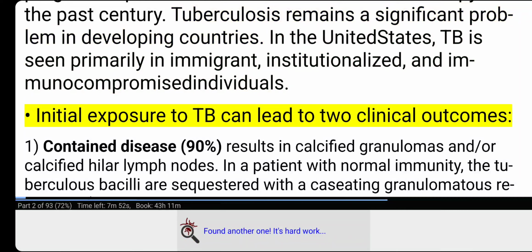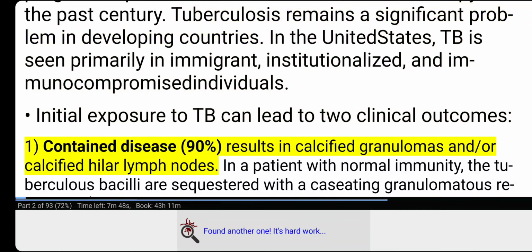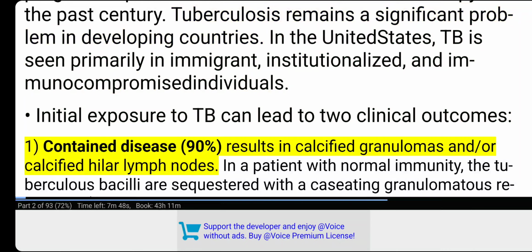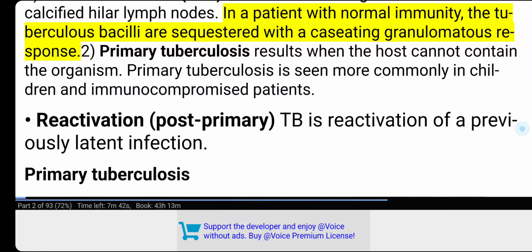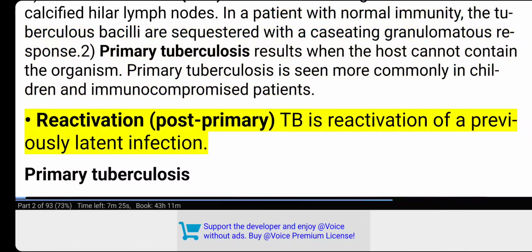Initial exposure to TB can lead to two clinical outcomes. 1. Contained disease, 90%, results in calcified granulomas and/or calcified hilar lymph nodes. In a patient with normal immunity, the tuberculous bacilli are sequestered with a caseating granulomatous response. 2. Primary tuberculosis results when the host cannot contain the organism. Primary tuberculosis is seen more commonly in children and immunocompromised patients. Reactivation post-primary TB is reactivation of a previously latent infection.